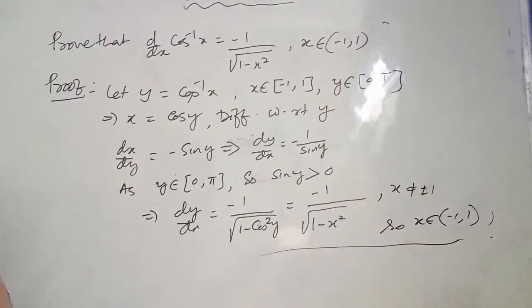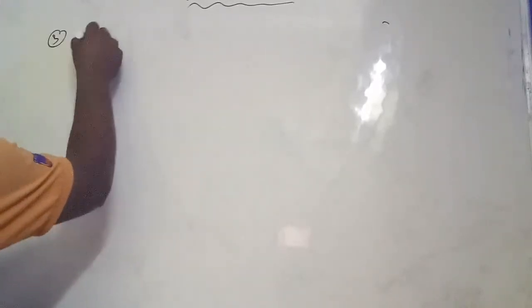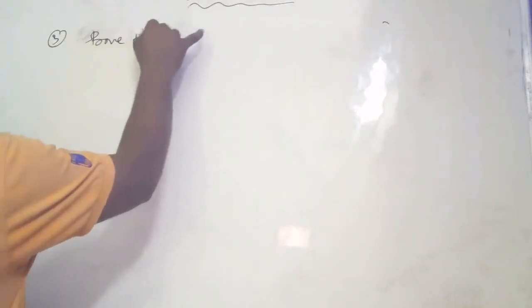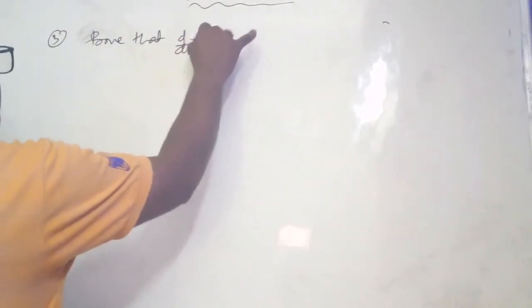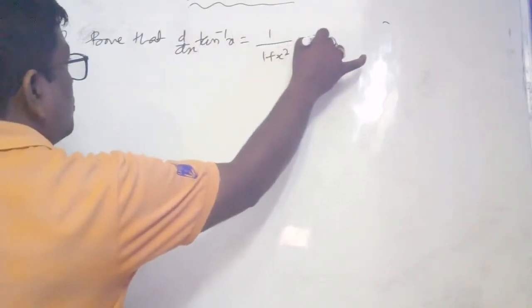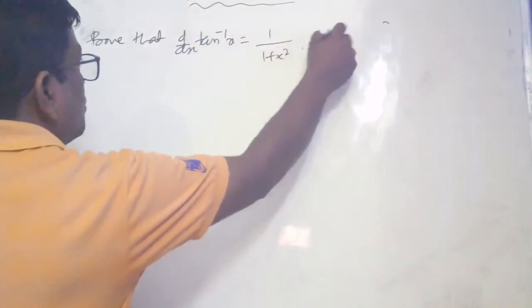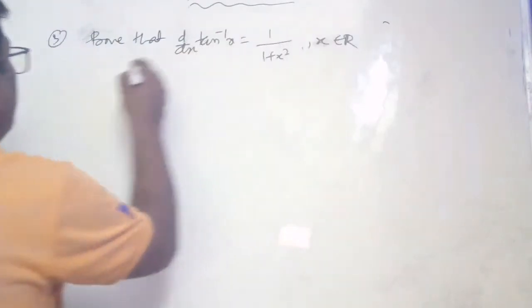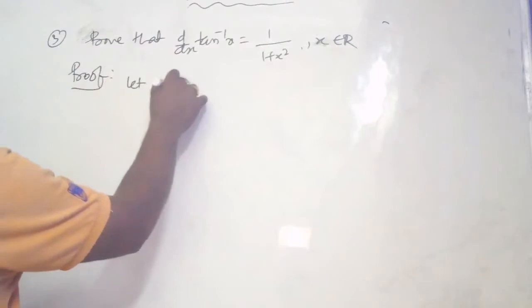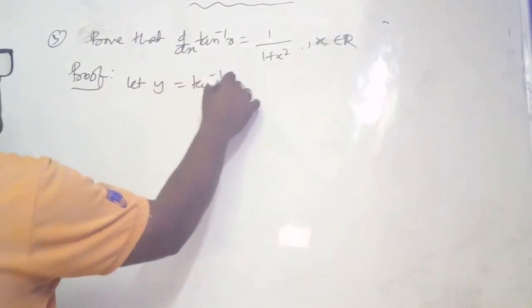Now another derivative, of tan inverse x. Third, prove that d by dx of tan inverse x is equal to 1 by 1 plus x square, x belongs to any real number. Proof: let y is equal to tan inverse x.